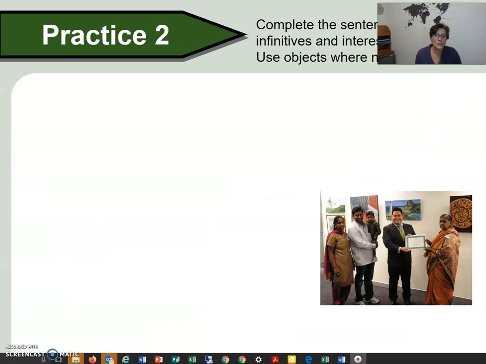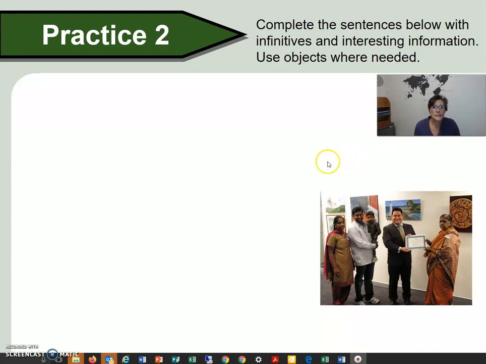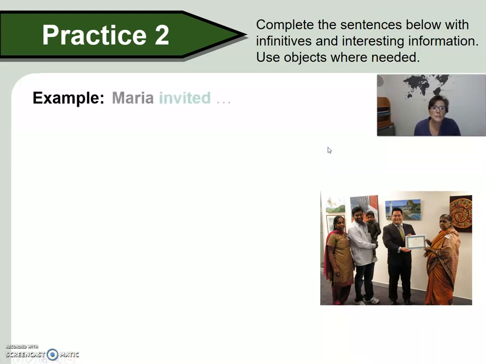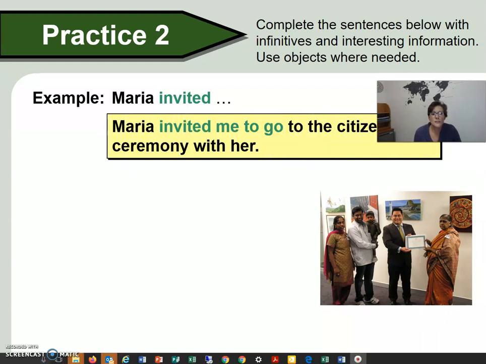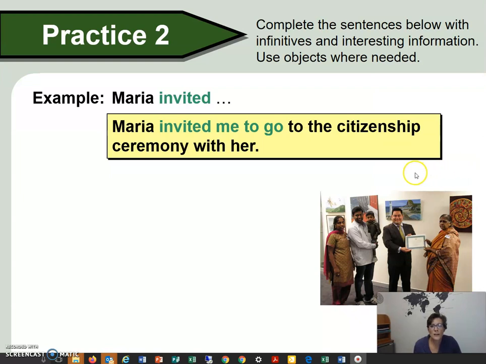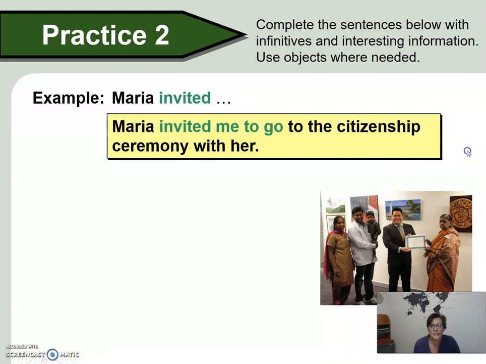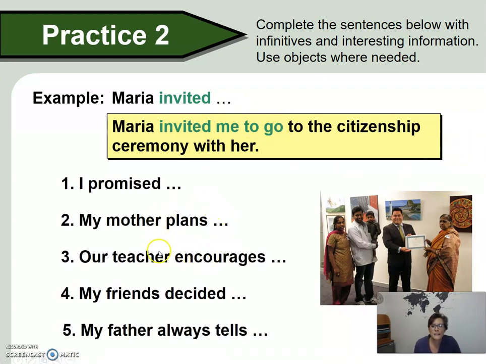Now, what I would like for you to do in this video is complete the sentences below with infinitives and some interesting information. I want you to use objects where they are needed. So for example, Maria invited me to go to the citizenship ceremony with her. Notice the use of invite with object and then infinitive. Now, complete these sentences below with infinitives or objects plus infinitives.